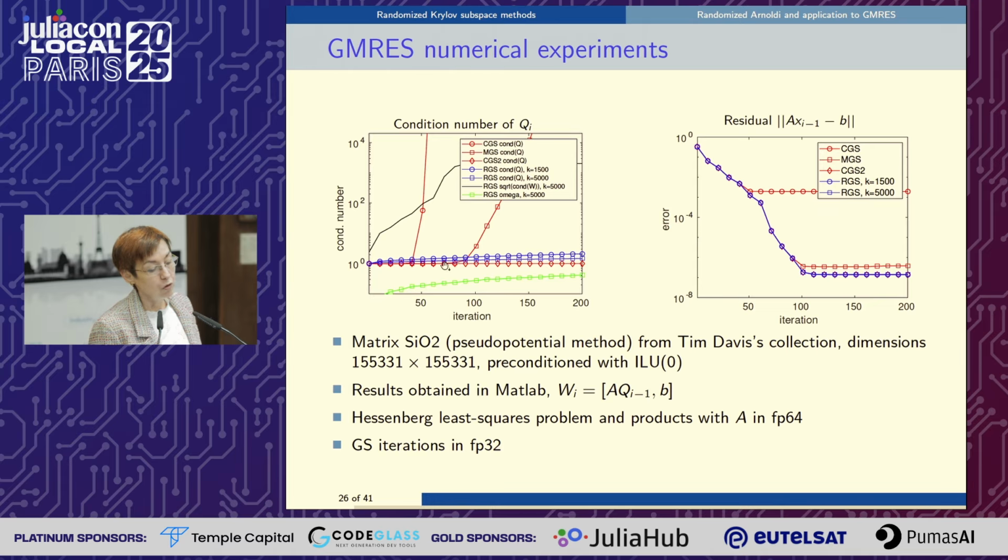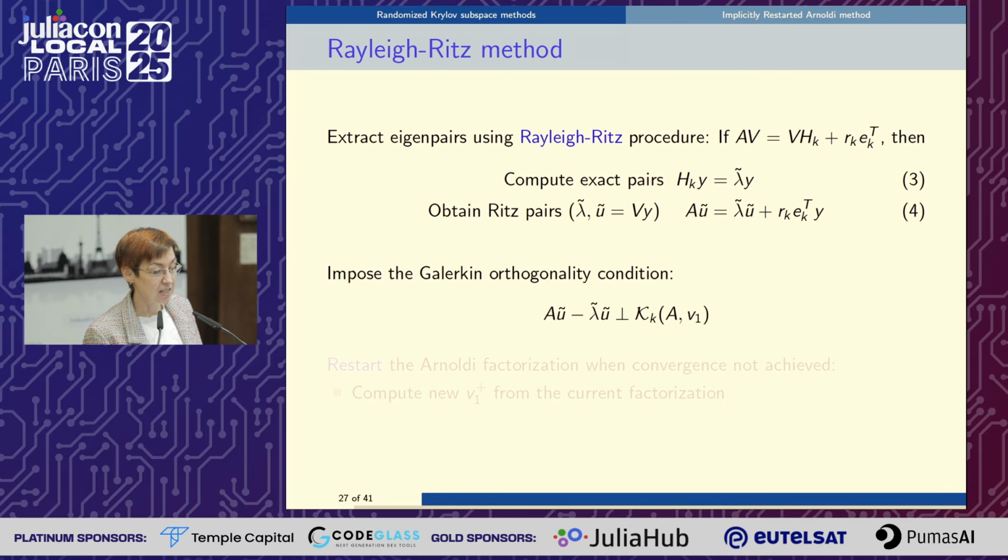While if we look at the modified Gram-Schmidt, at some point the condition number starts increasing as well, and at the same time the residual will stagnate. And then the randomized version, which is in blue here, the L2 norm of the residual goes down, as we would have expected. So that's how randomization is used in solving linear systems.